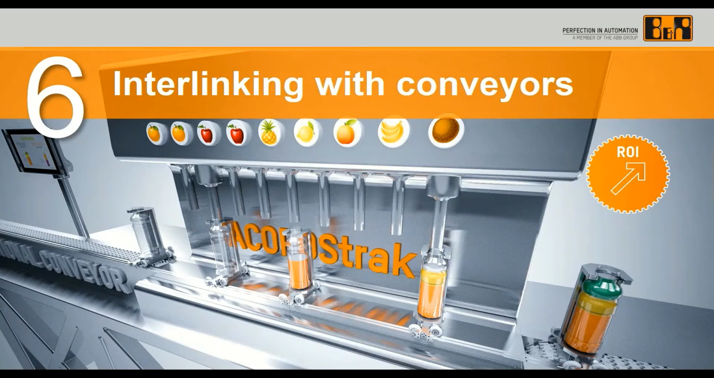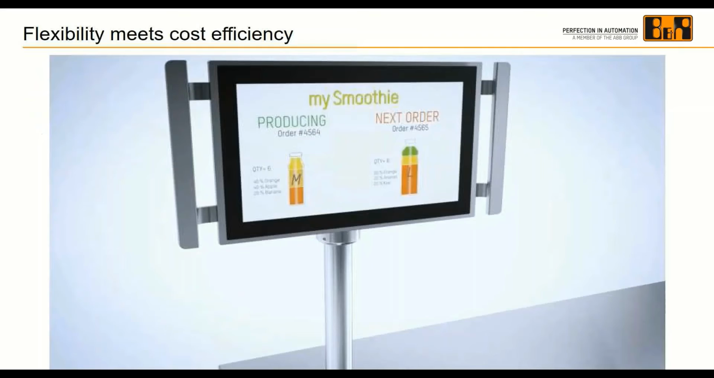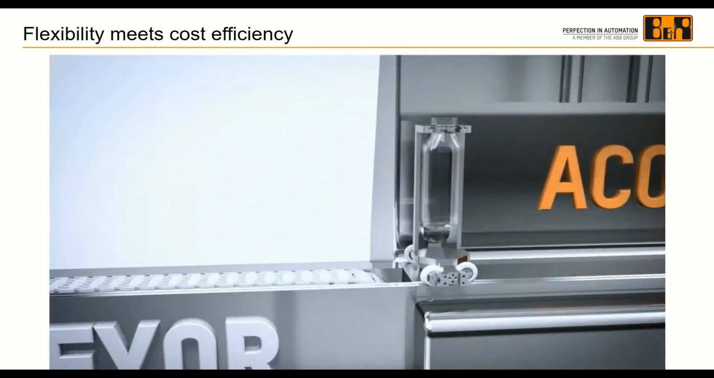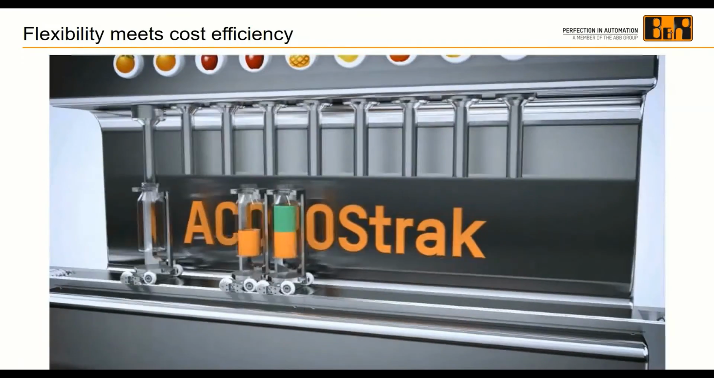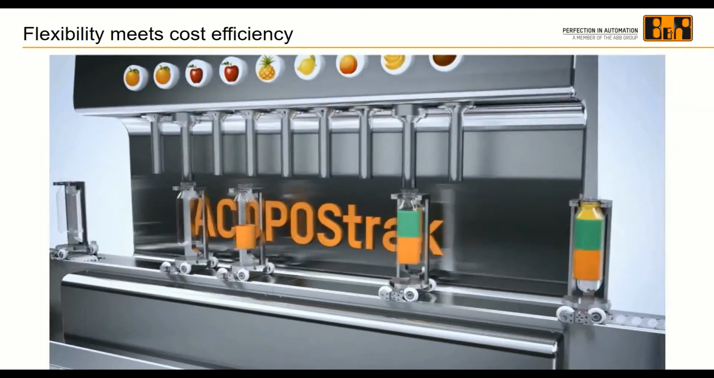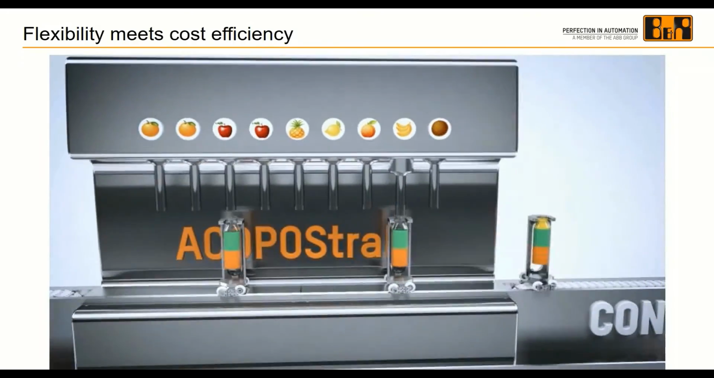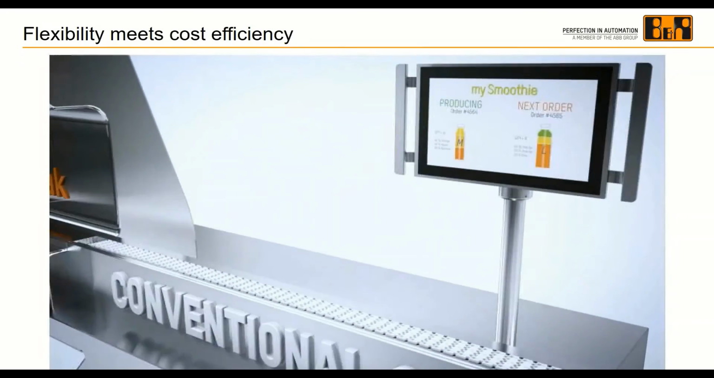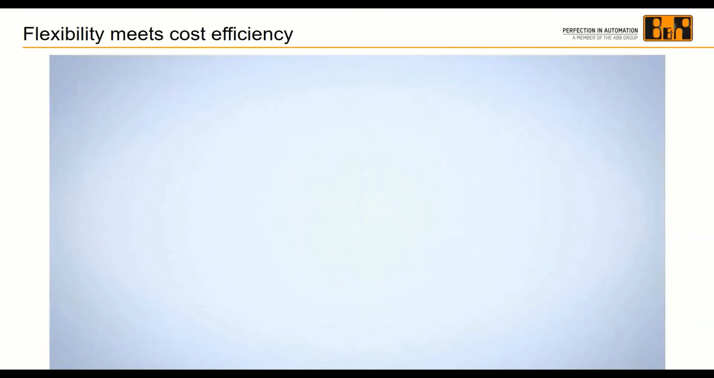Another very important use is interlinking this with standard conveyors. So utilizing the performance of Track where we need it and the cost efficiency of conventional conveyor where we don't need it. So here's an example video where we see the product coming in on conventional conveyor, and then when we get to the manufacturing process, switching to ACOPOStrak so that now everything can be controlled individually. And then we can go right back to conventional conveyor where we don't need that synchronization or that precision.